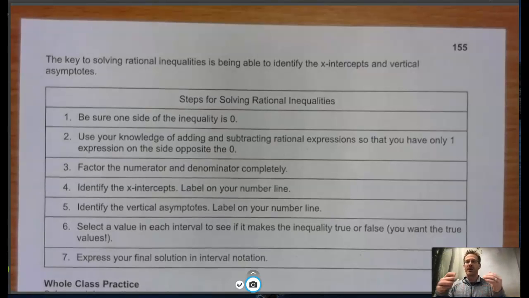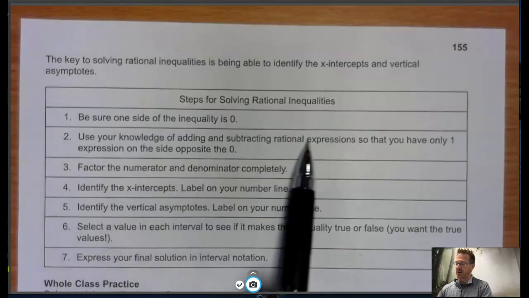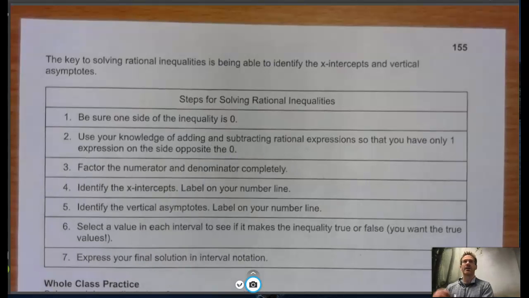All right, because that's really easy to tell if it's above the x-axis or below the x-axis. So if it's not, then we have to make it so, and that's where we use some of those things that we've talked about: combining like terms, adding and subtracting rational expressions. So then we use our knowledge of adding and subtracting rational expressions so that we have one side equal to 0.